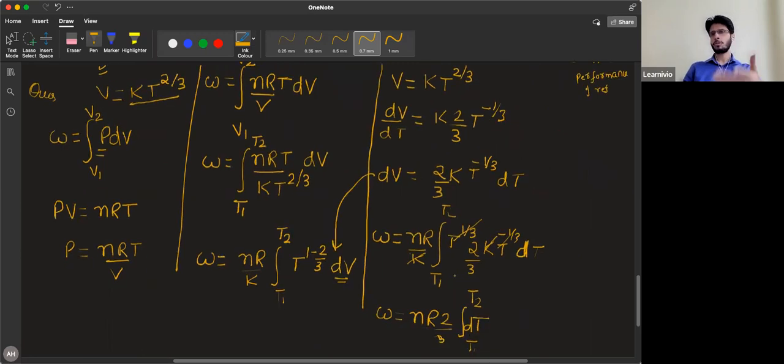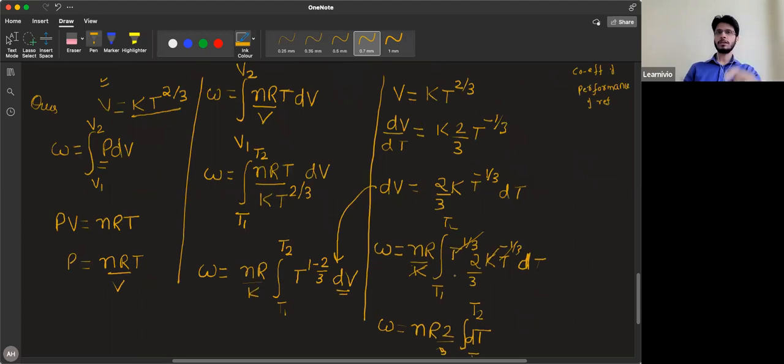Just one more small topic, which is heat engine and then refrigerator, and then we'll start with modern physics. So modern physics is very easy, very scoring. We will get plenty of questions on modern physics also.